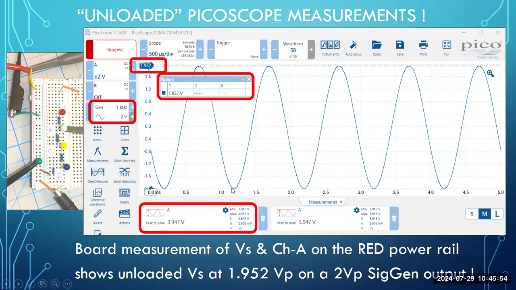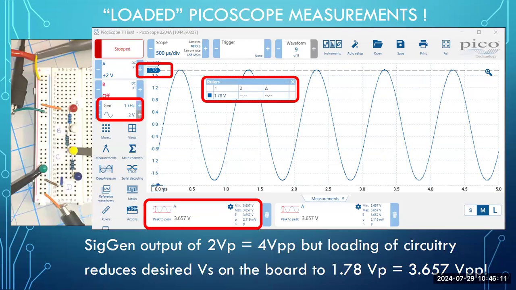Now, watch what happens when I actually load the circuit, meaning I'm going to put this orange jumper back in, and then this circuit of 3 resistors will now be attached to the power rails. Look what happens with these values that are measured. Boom. Look at that. Wow. So what we have is we haven't changed the signal generator. Signal generator is still kicking out a 2-volt peak. But I have the orange jumper in place.